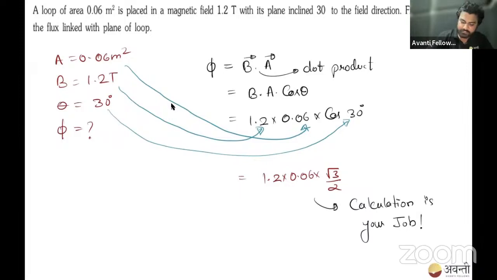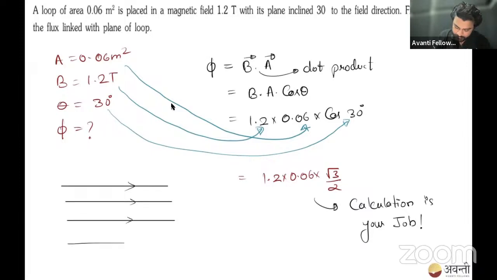Okay. Chalo, let's see by diagram. Rajkot, look here. It is telling, find the flux linked with the plane. So it is telling that the plane is inclined 30 degrees to the field direction. So plane is inclined at 30 degrees. So this is the plane. First of all, let's make the magnetic field lines. Let's make the plane.